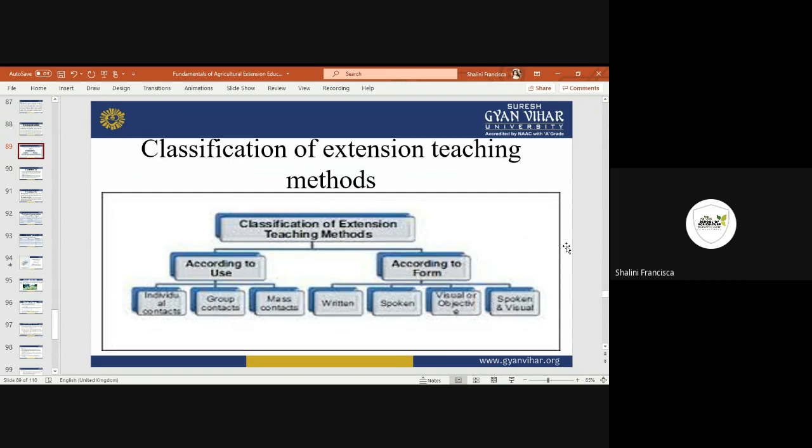So this is the classification of extension teaching methods. The classification is divided into two forms. One is according to use, and the other is according to form. According to use, it is the individual contact method, group contact method, and mass contact method. And according to form, it is written, spoken, or visual.